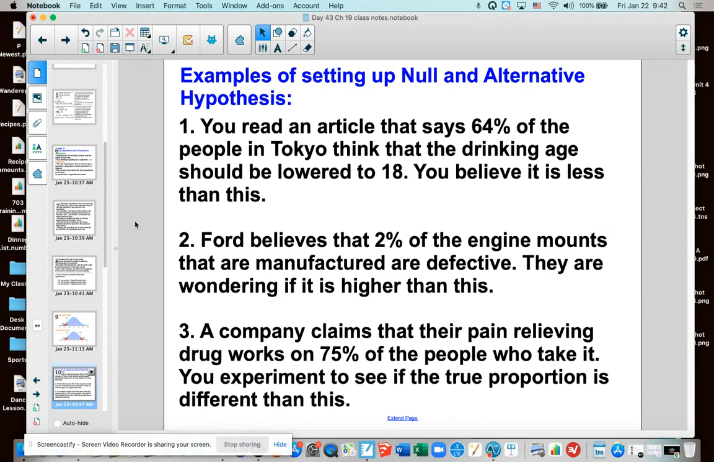Heck, you can join the military when you're 18, right? They think you're an adult when you're 18. Well, in the States they do, right? In Japan, I think it's more 20, right? So the drinking age kind of matches the coming of age, when you're 20. But anyway, you believe it's less than this. So you think, like the article says, 64% of the people want to change the drinking age to 18, but you think it's less than this. So how would we test this, right? How do we set this up?